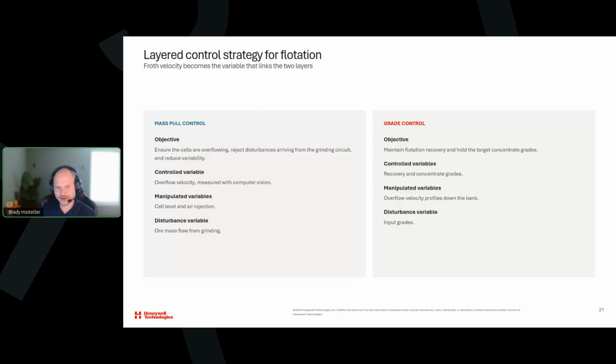Anyway, the other layer is grade control. The objective is maintaining recovery and hitting target concentrate grades. So controlled variables are recovery and grades. Manipulated variables are the overflow velocity profiles down your bank of flotation cells. So you're going to have a bank of flotation cells, and you have different velocity profiles in each cell. This is being controlled for adjusting grade control. And remember, without computer vision, these controllers have no controlled variable. And this is just an input to your APC that you might already have existing on site.